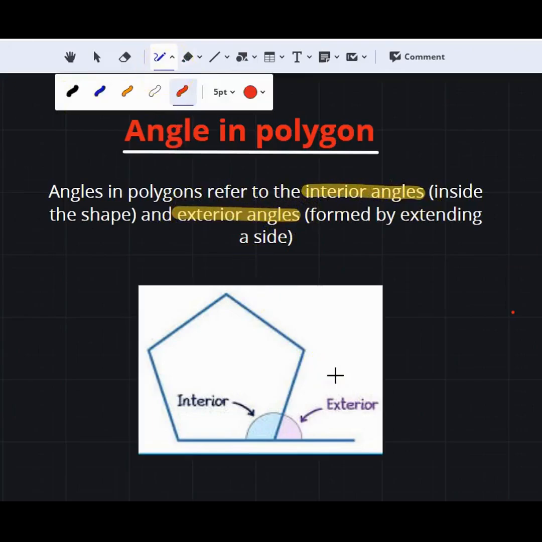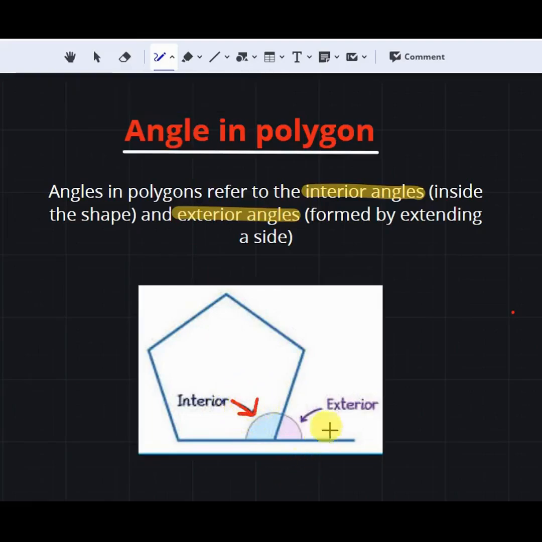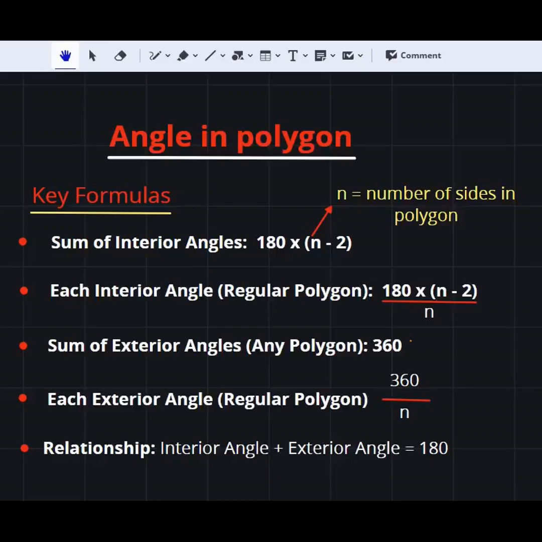Let me explain this by example. If you look at the shape, this is the interior angle, which is inside the polygon, and this is the exterior angle, which is outside of the polygon. Now I will explain some of the key formulas which we use to find interior and exterior angles inside any polygon.